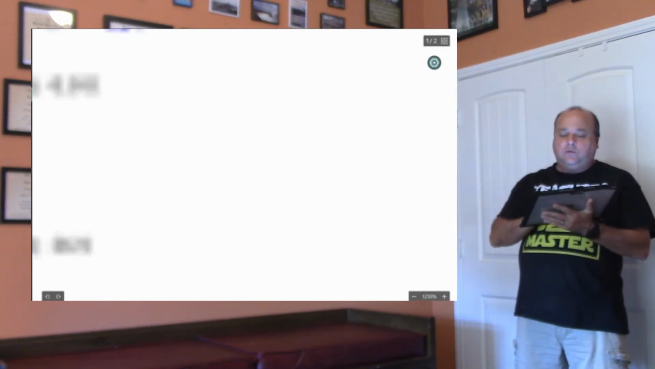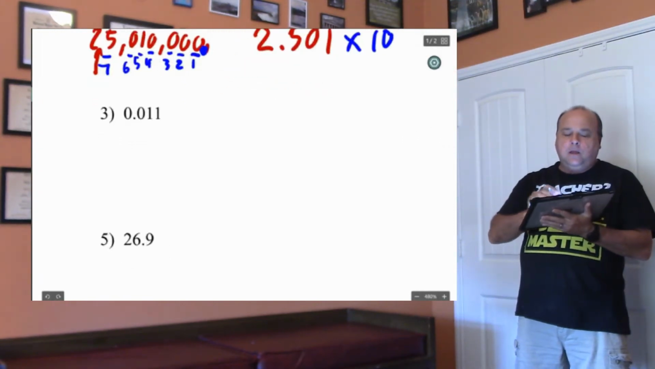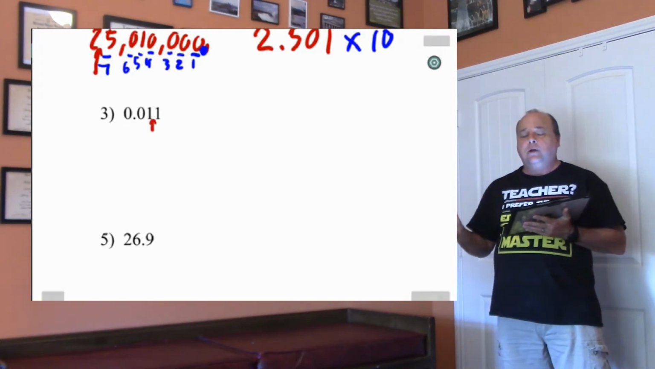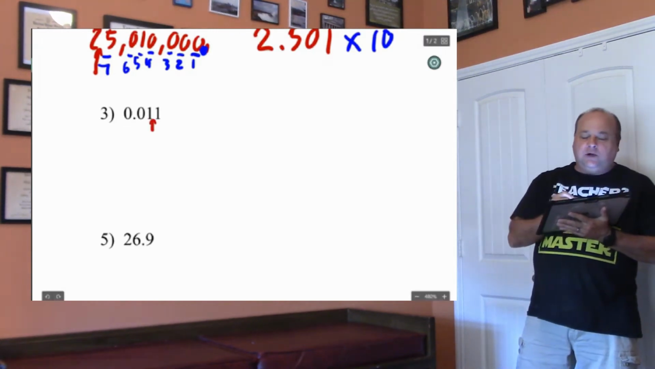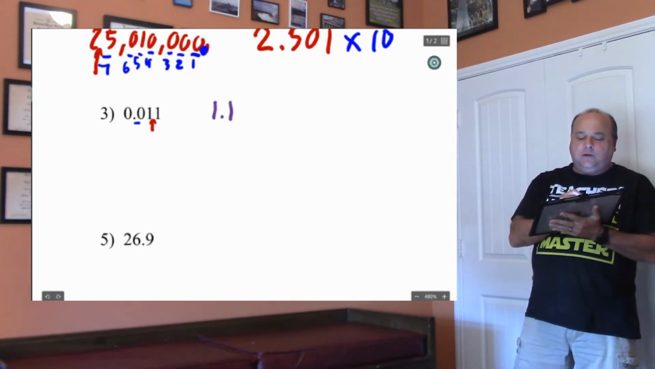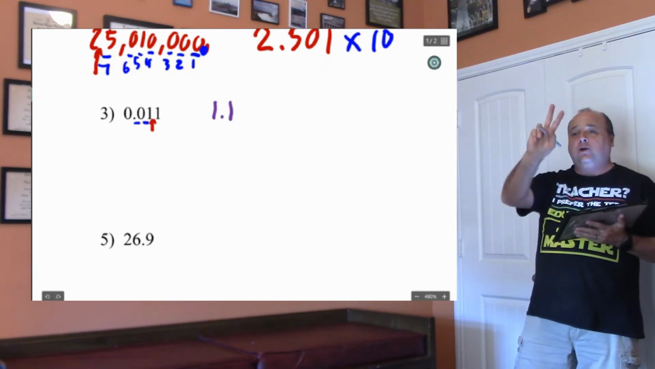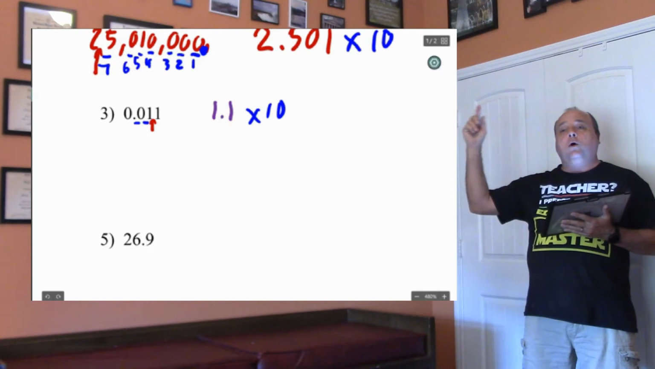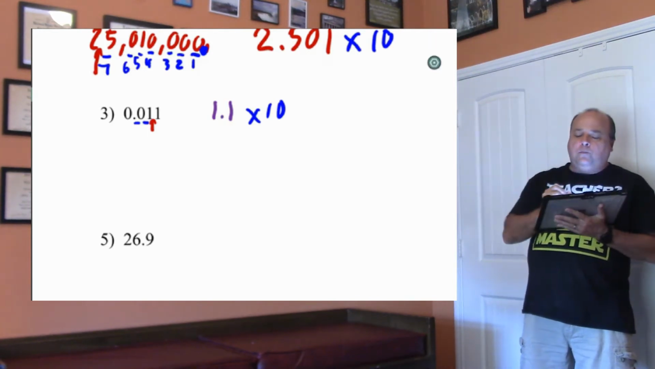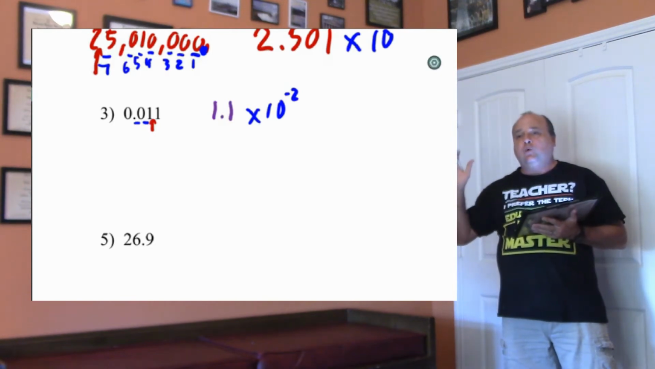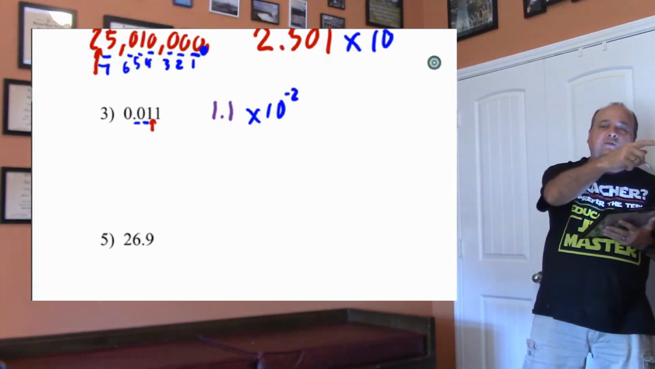So let's go to number 3. Notice on this one, my first number that's not a 0 is 1, and I'm going to put my arrow tip right here. So I know that my base number is going to be 1.1. Then I'm going to go back and underline between the decimal and the arrow tip. I've underlined 2 digits, didn't I? I'm going to put times 10, but it won't be a positive 2. It will be a negative 2 because this number is smaller than 1. So a negative exponent moves your decimal to the left.